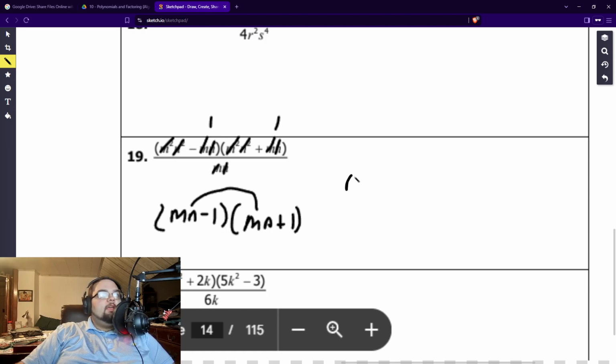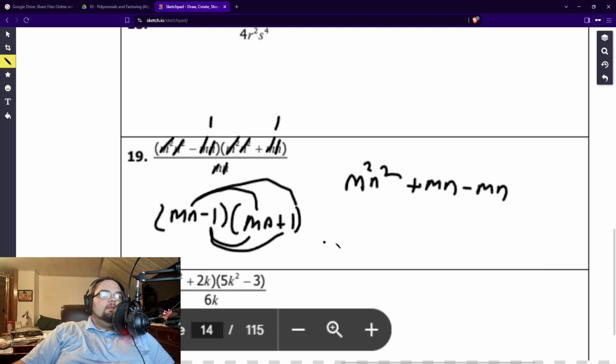mn times mn, m squared, n squared. We got 2 m's and 2 n's. Calm diggity. mn times 1. So plus mn. Negative 1 times mn, minus mn. Negative 1 times positive 1, negative 1. Ooh, look at this. mn, negative mn. You know why I pointed that out. They're going to cancel out. Gonzo. m squared, n squared, minus 1.